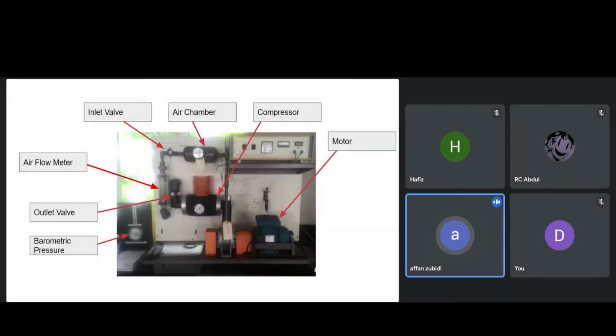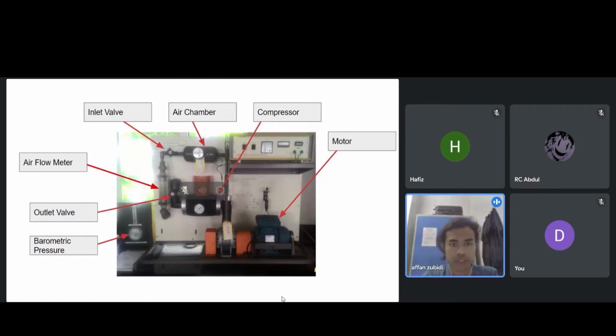Hello, my name is Muhammad Afan bin Lubidi. So I will present the apparatus, data and sample calculation of how to get the data. As we can see, this is the apparatus setup for this experiment, single stage compressor.